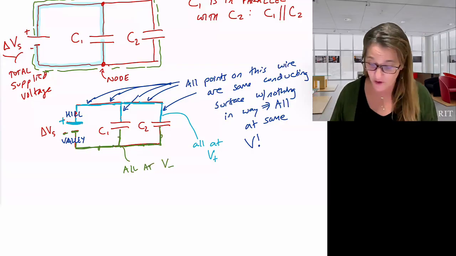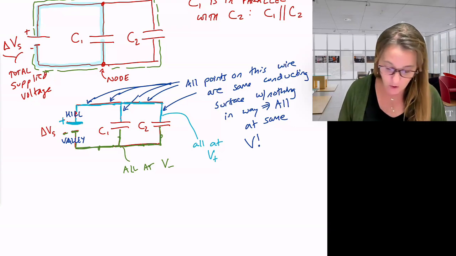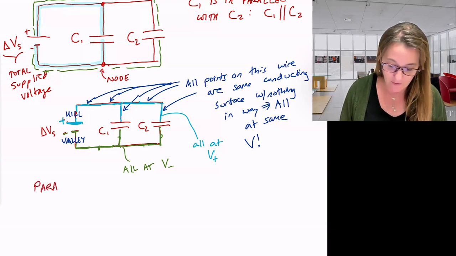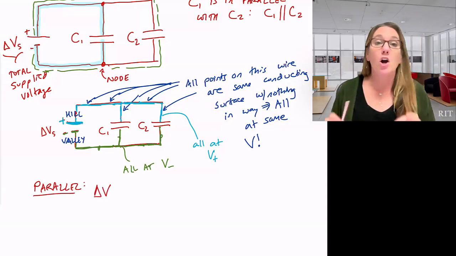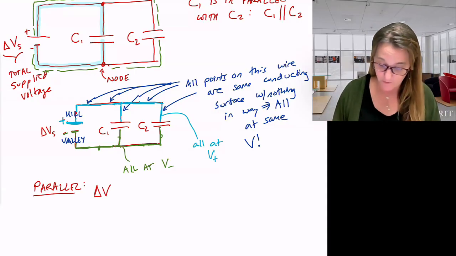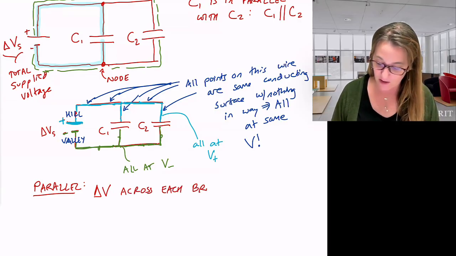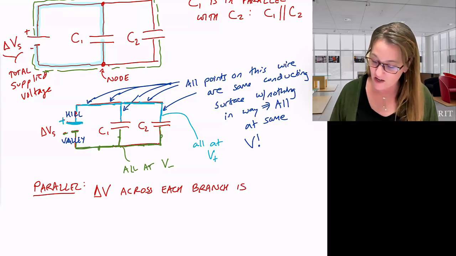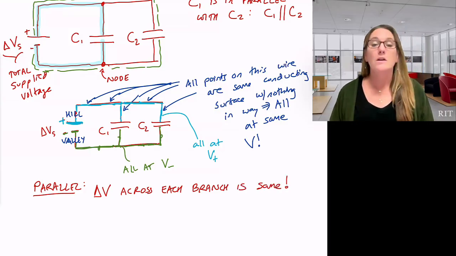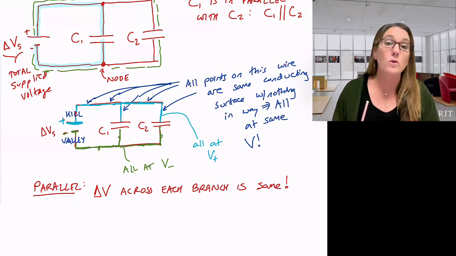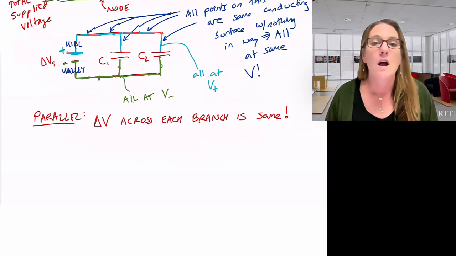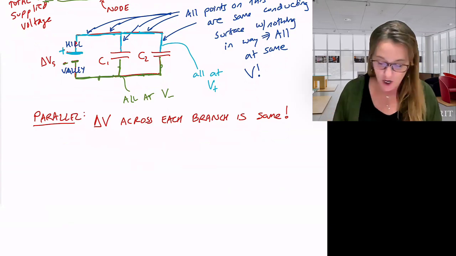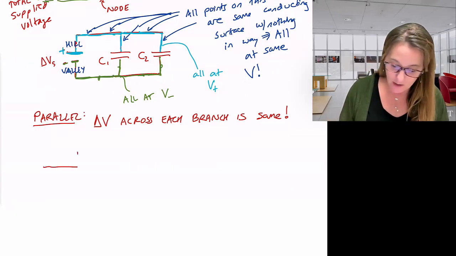So if we visualize our circuit that way, we see an important result, which is that when in parallel, the delta V across each branch is the same. So, in this case, it's equal to the voltage across the battery. Now, things might get more complicated. I'll give an example of that in a second. But across each branch, I can add as many branches as I want, and it might look different.